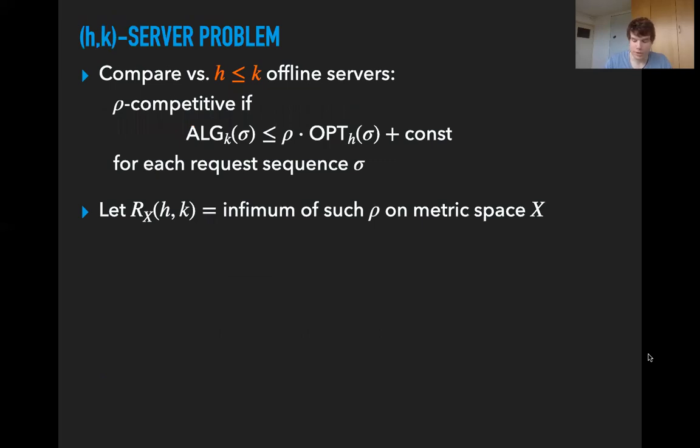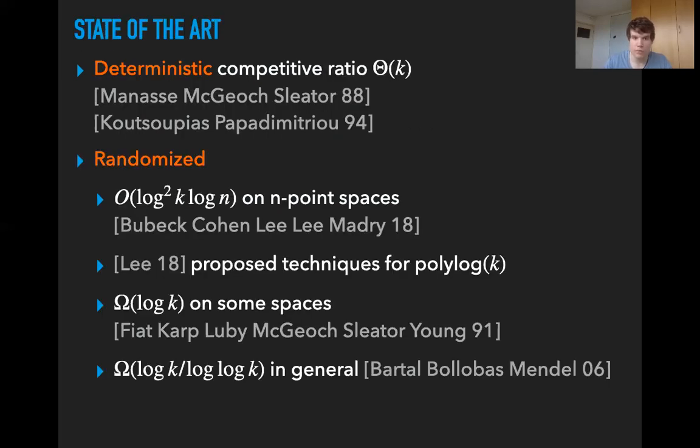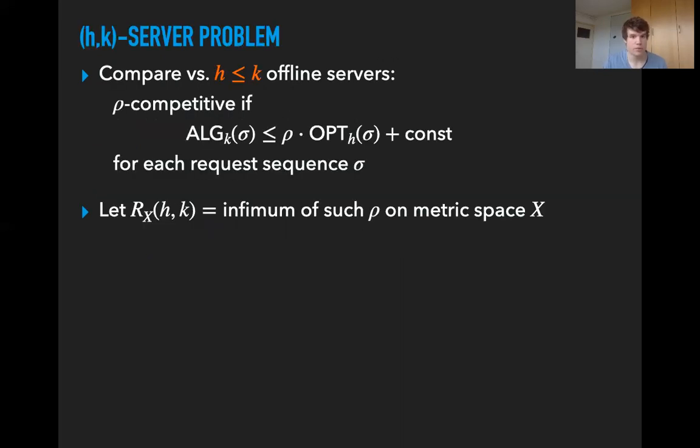Right, so one thing one should take away from the previous slide is that the competitive ratio as a function of k goes to infinity as k goes to infinity. And this is one of the reasons that motivates the HK-server problem. It's basically the same problem, except that we changed the definition of competitive ratio. It's also called the K-server problem against weak adversaries. It's the resource augmentation version of the K-server problem.